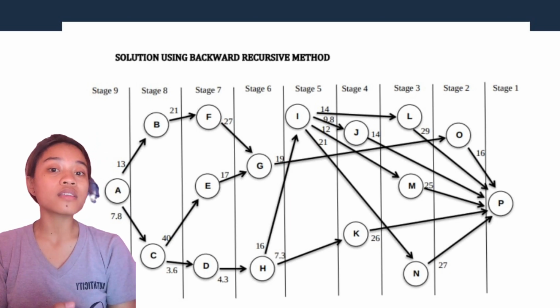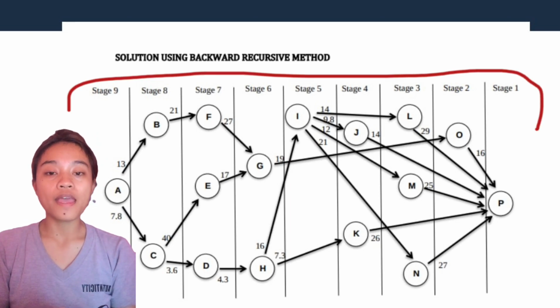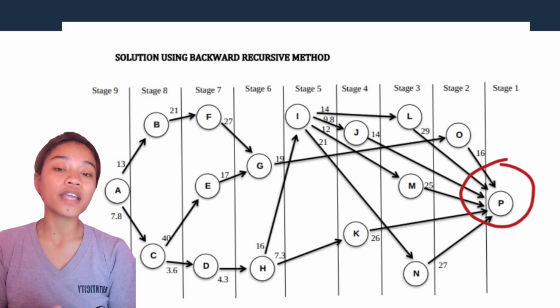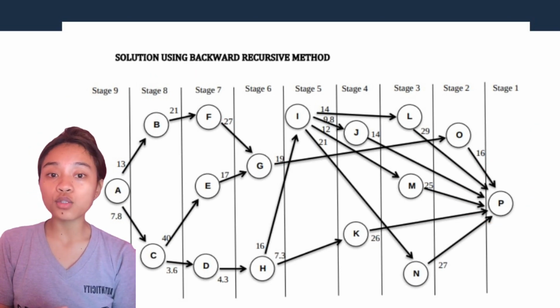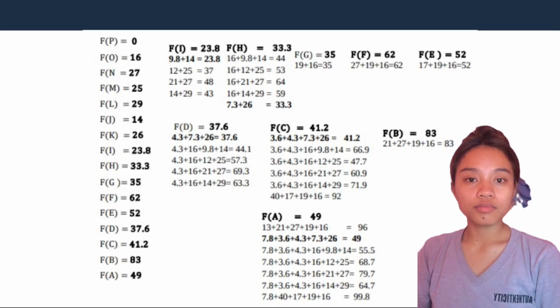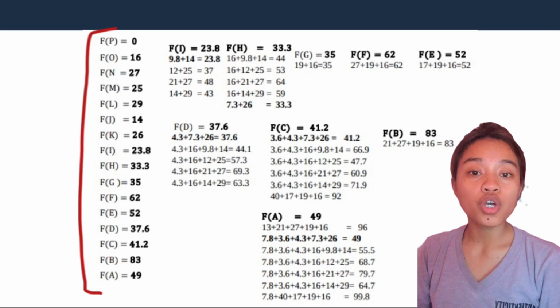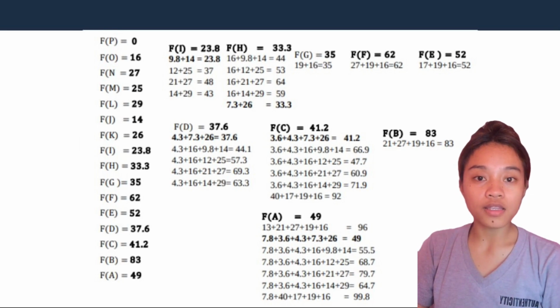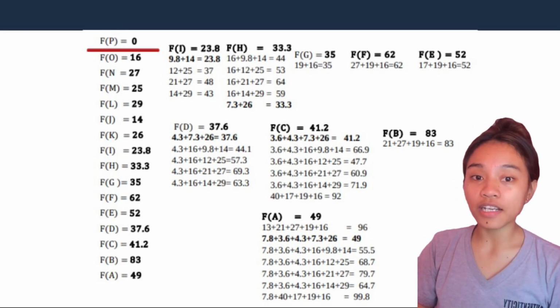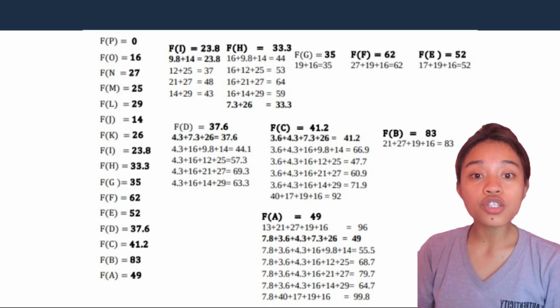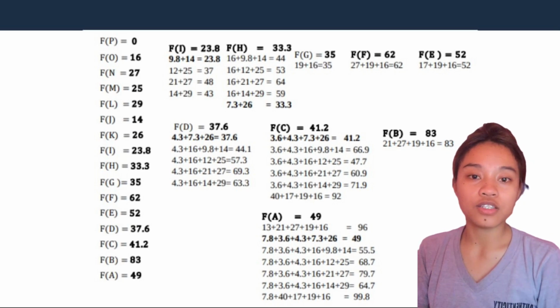So there are 9 stages, as we can see. And since we are using the backward recursive method, we start from the final stage and work our way back to the initial stage. So first, we determine the functions for each node to identify the shortest path. So the function of P here is 0. Why? Because there are no further decisions to be made beyond this stage.